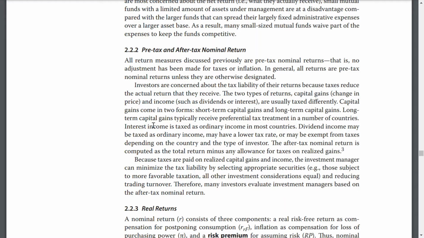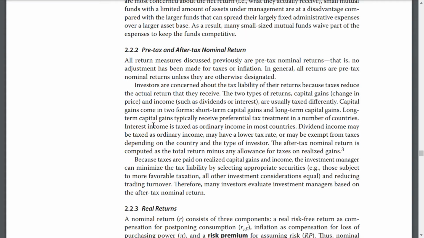Long-term capital gains typically receive preferential tax treatment in a number of countries. Interest income is taxed as ordinary income. In most countries, dividend income may be taxed as ordinary income, may have a lower tax rate, or may be exempt from taxes, depending on your country and the type of investor.